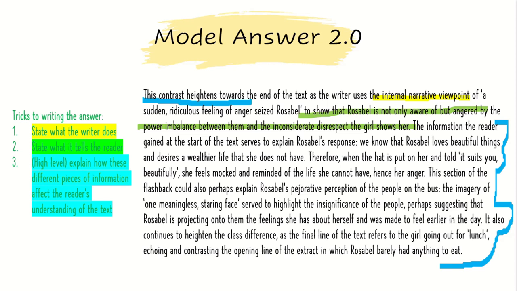Let's say for example I kept my paragraph about the middle and the end and I didn't write my one about the beginning, I could still keep this comment about the pejorative perception of the people on the bus. That's absolutely fine. It would still give me that blue understanding there. I would perhaps just have added in a little more yellow at this point, because of course in my first paragraph I stated what the writer did. I stated it was the internal narrative viewpoint that shows Rosabelle's opinion, so I didn't bother to state it here because I'd already done it. Whereas if I didn't have a paragraph about the beginning, I would have had a little bit more yellow.